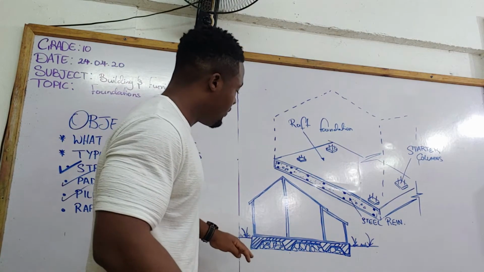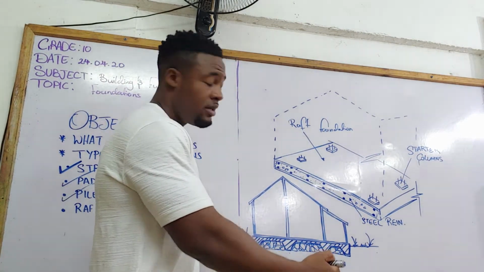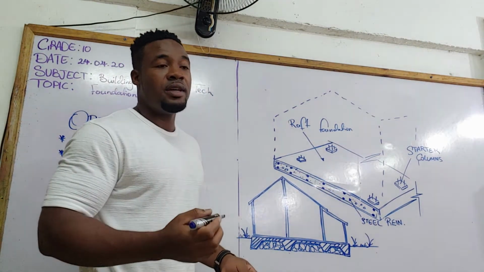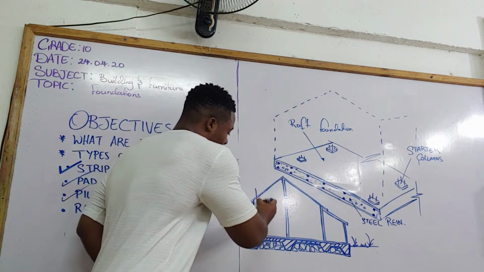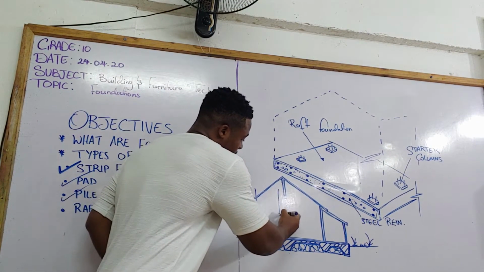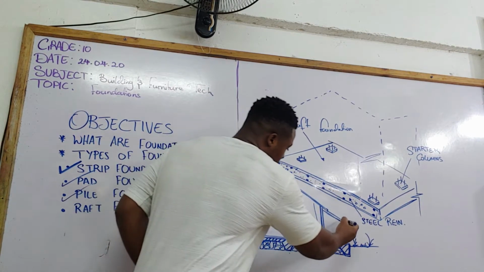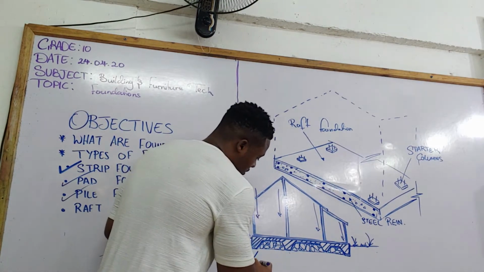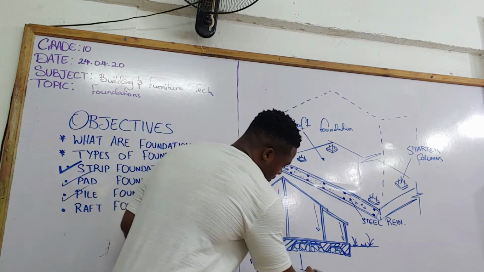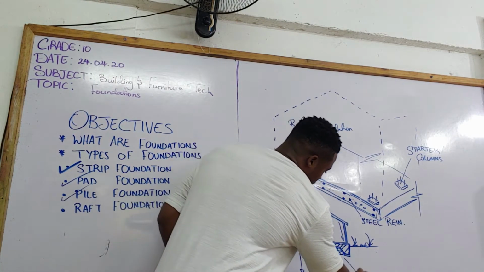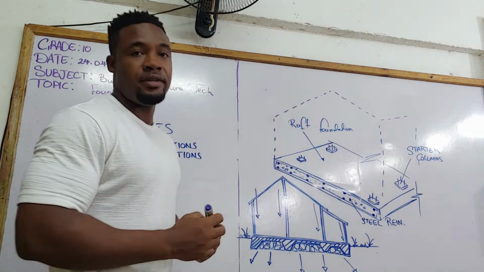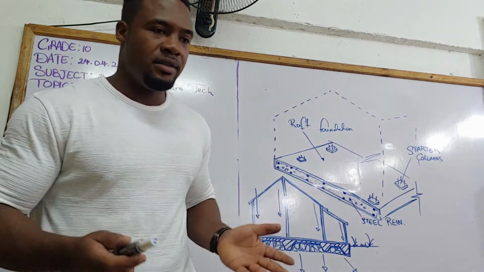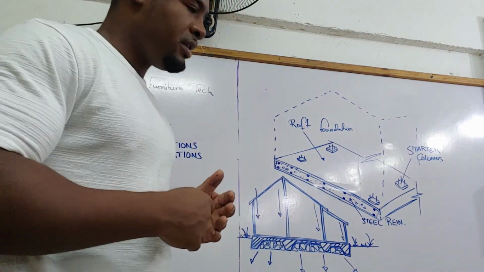Now, as you can see, it is very large and widespread, right? So what that does is give the foundation even better functionality in distributing the loads from the walls and spreading it over a wider surface area to a suitable subsoil, right? So it's just looking at it like this, right?